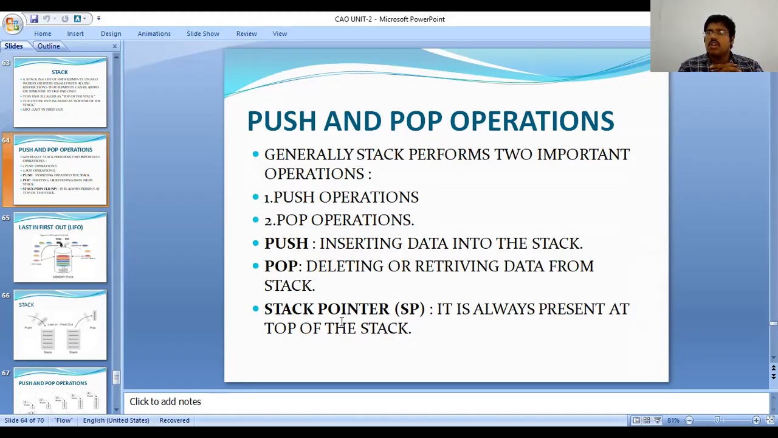If the cover is full, you use your hand and push the clothes down, and you insert the new values at the top. Is it clear? That is the concept that happens in the stack also. So the stack pointer is always present at the top of the stack.